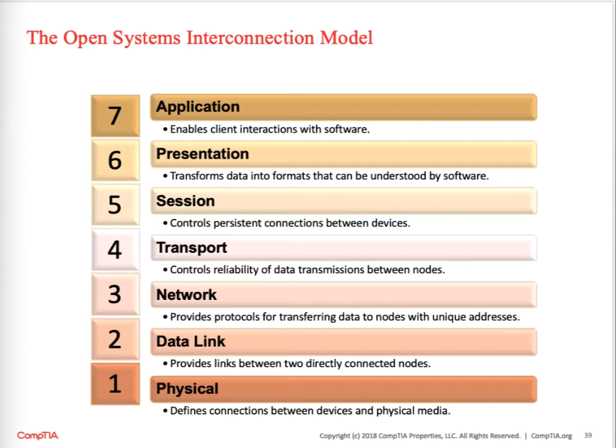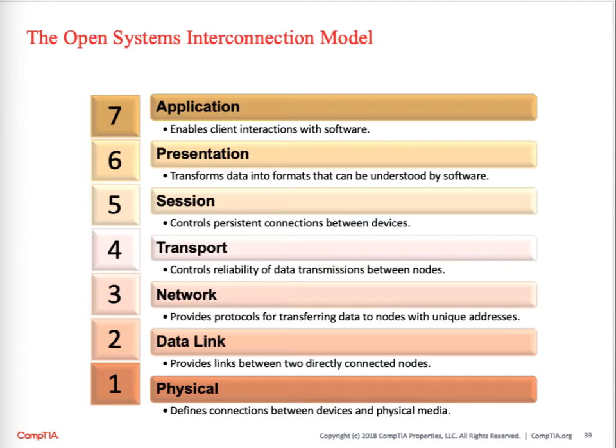Then we have the network layer. So the network layer is going to provide the protocols for transferring data from one node to another in a system with multiple nodes having unique addresses. Basically our IP protocol, right? Our internet protocol. And that's going to manage host address over the internet.